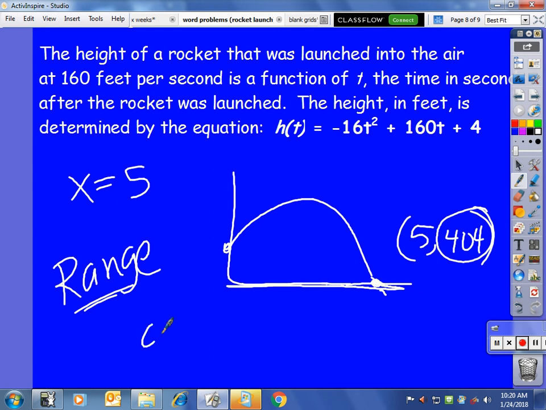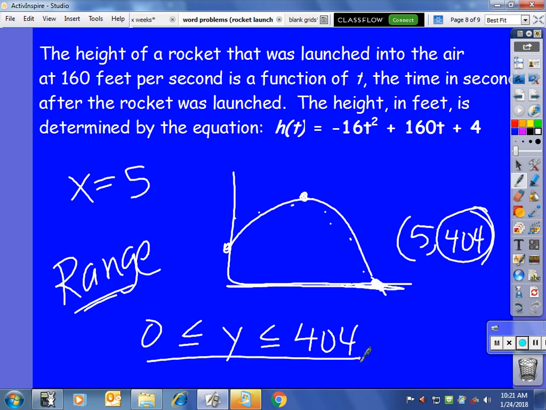So if I asked for range, it would be 0 is less than or equal to y, which is less than or equal to 404. That's my lowest height, that's my highest height, and then it reaches all kinds of heights in between. Does that make sense? Okay, so I definitely asked about vertex. Vertex could tell me axis of symmetry, it could tell me the time it takes to get to maximum height, it could tell me the actual maximum height, and it also determines my range.